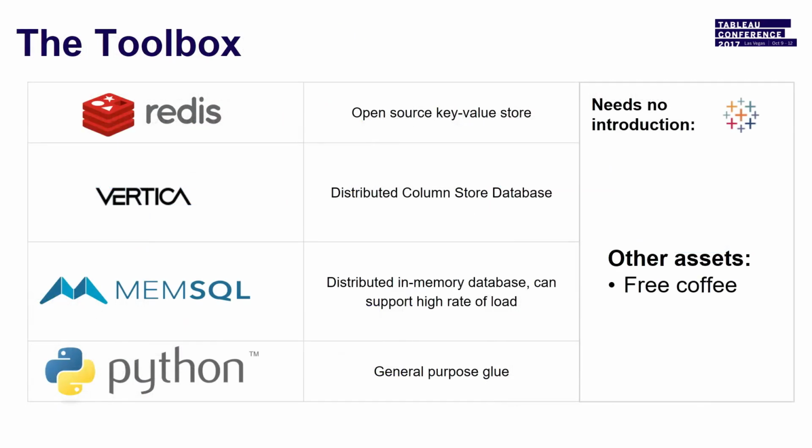So what we had to work with was 4 key technologies in our BI stack. We use Redis a lot, just as a standard key value store. Vertica is our main data warehouse. That's where we take all the data that's come out of our data lake in Hadoop. Once it's processed, we stick it in there, and it feeds into all of our reporting solutions.